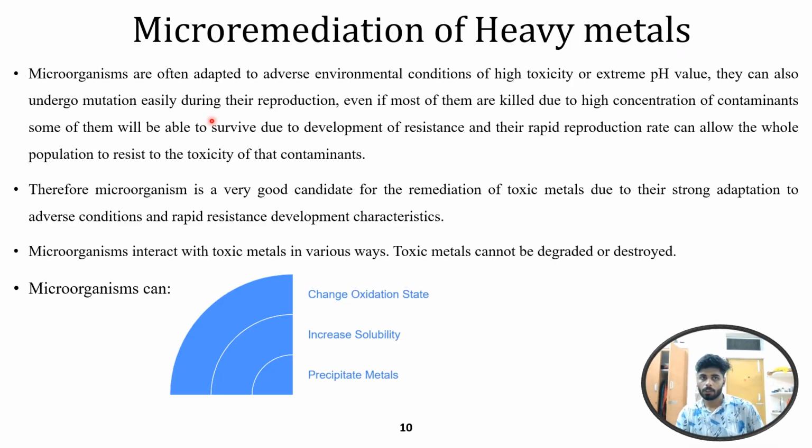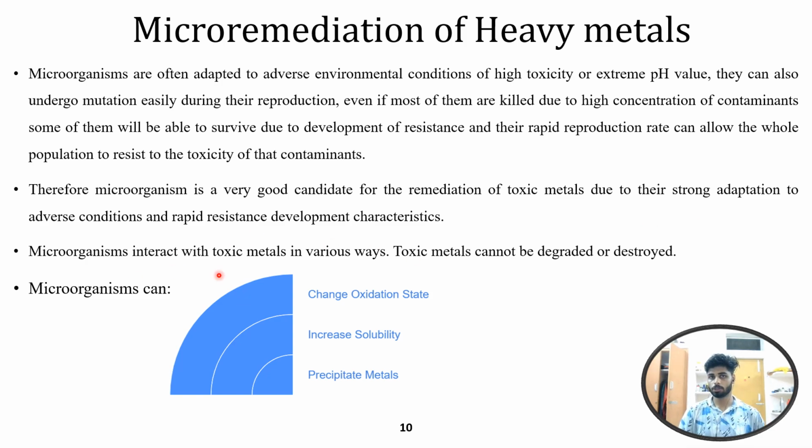Microremediation of heavy metals. Heavy metal toxicity can kill most of the microorganisms present at a contaminated site. But the thing is that microorganisms are often exposed to extreme conditions such as extreme pH, extreme temperature, etc. Even if most of the organisms can be killed due to such extreme conditions such as heavy metal toxicity, there is also a chance they can survive, develop resistance, and adapt to such extreme conditions. Due to this reason, microorganisms can be considered a very good candidate for remediation of such toxic metals due to their strong adaptive capacity.